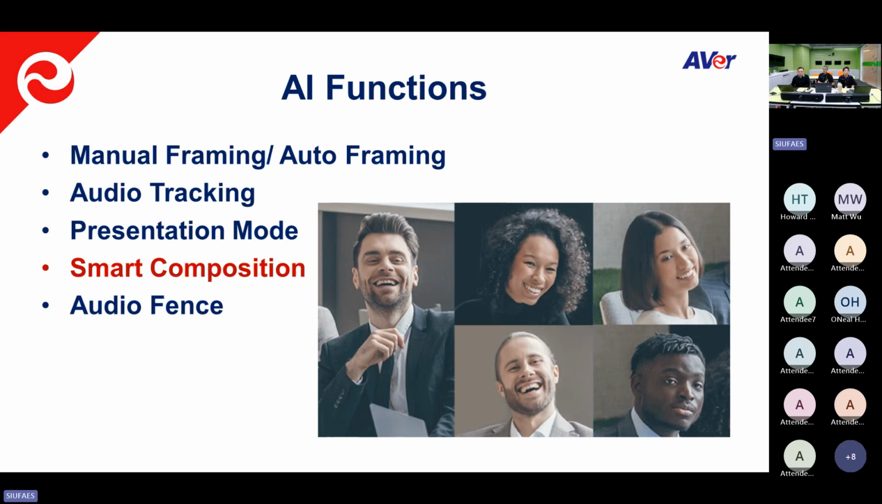And smart conversation, you can use it without software. It's just like the normal tracking mode. So when you switch to smart conversation, you don't need to run any software. You don't need to run room management in the background. You just need to use your remote control or the web page to switch to smart conversation. You can use it in a Teams meeting, Zoom meeting, in any software.